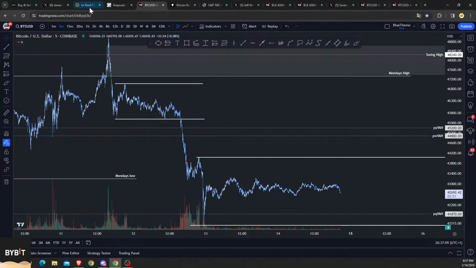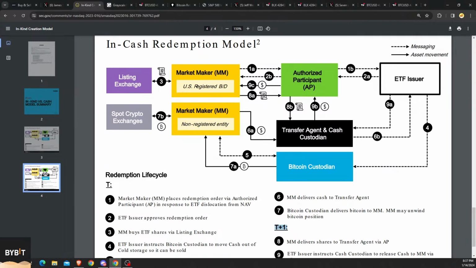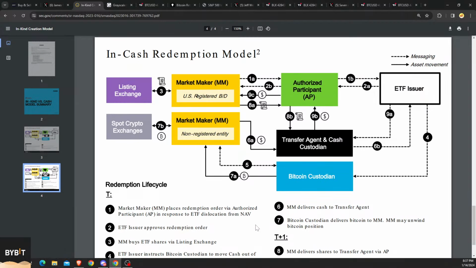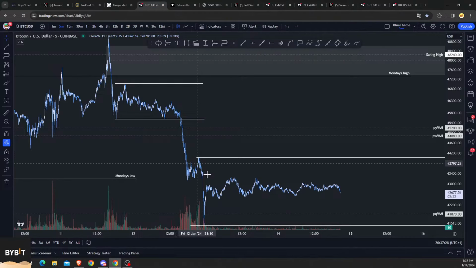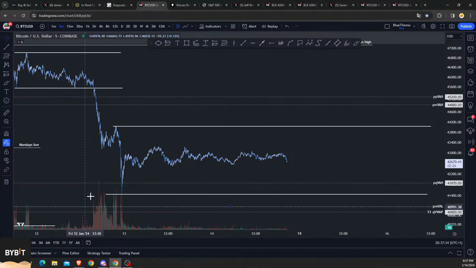Now, if we take a look at this chart here, it is basically the cash redemption model. Now, keep in mind that this is all T+1. So all the flow data that you're seeing on Twitter is basically delayed by a single day. But I think the key takeaway here is that they sell Bitcoin for USD on Coinbase, which is what we're seeing within this chart. So going forward, you want to be really paying attention to the US Open tomorrow and see if we get a similar point of interest here within that volume chart.